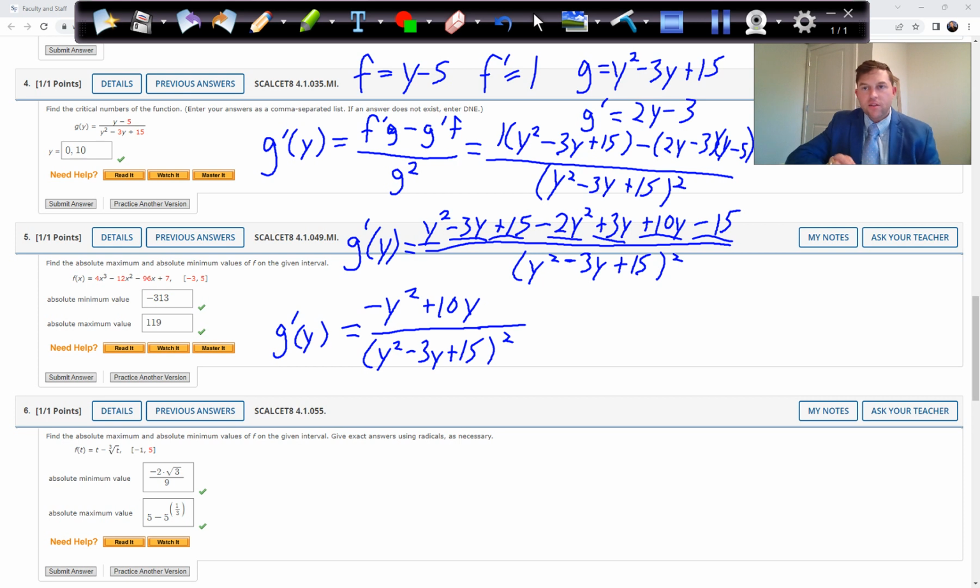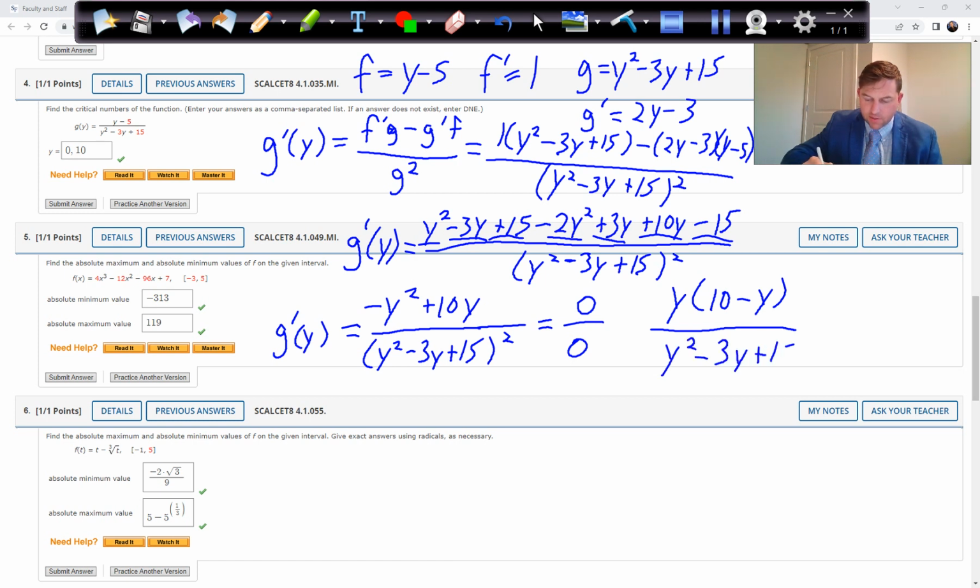Okay, now we care if either the top or bottom are 0. So we're going to set them both equal to 0 and try to solve for y. So let's solve the top for 0. So we'd factor out a y and have 10 minus y on top. And on the bottom, you can't factor that. If we just look at y squared minus 3y plus 15, it doesn't factor, and you'll find that there's no value of y that makes that equal 0. So this is not going to equal 0. So in the bottom, we have no issue. It's never going to equal 0, so we're just going to ignore it.